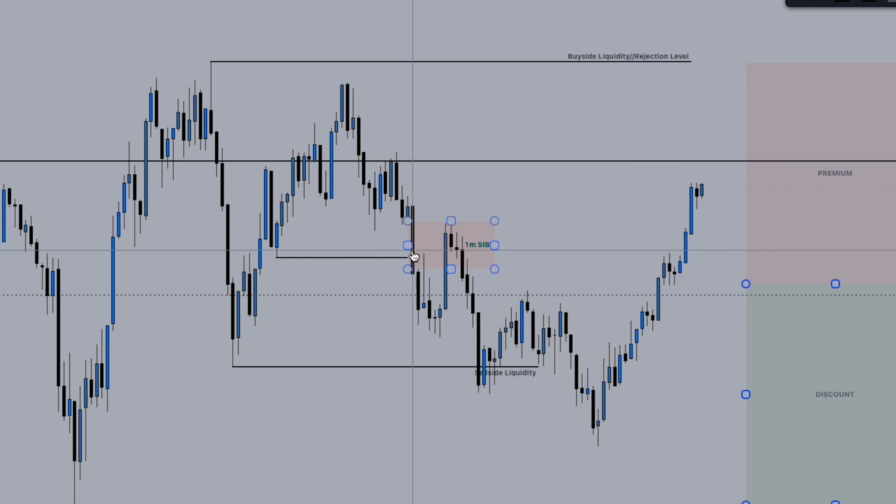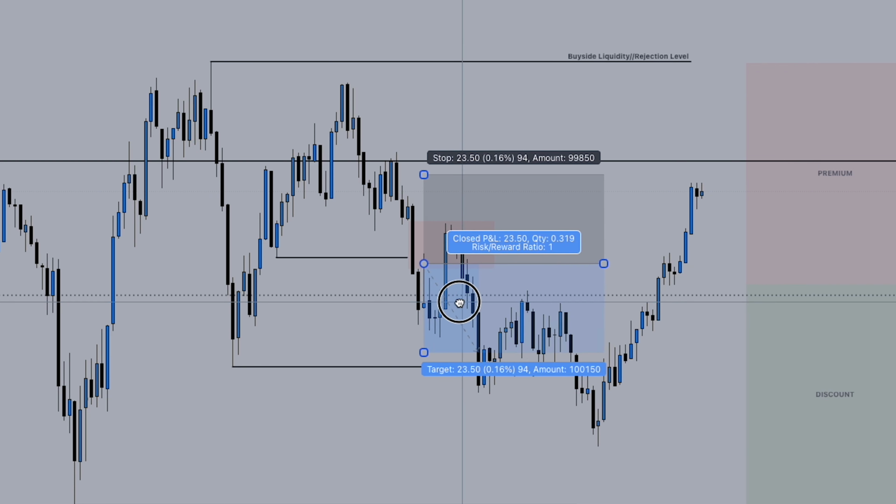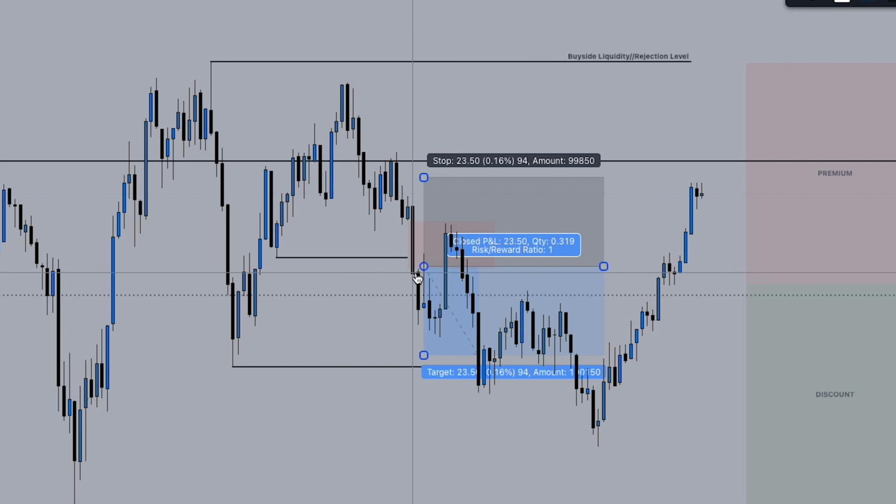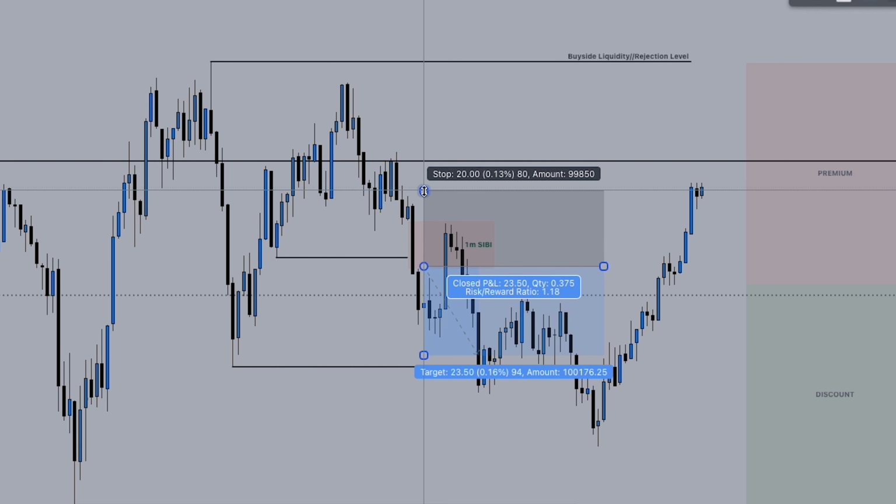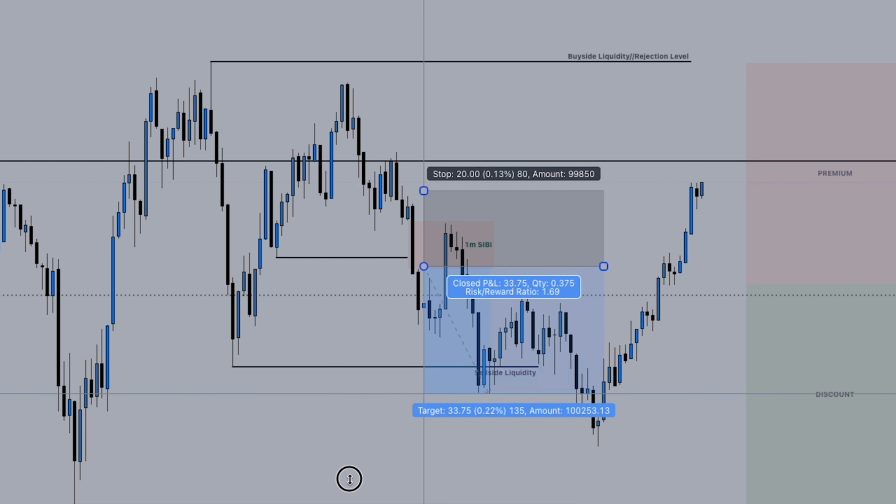So I see this imbalance. This imbalance actually lines up. It's at a premium, and my trade would have been just a tick or two higher above where that imbalance was. And obviously I would have put my stop loss above that candle, and I would have targeted, this would have been target 1 and this would be target 2, right?